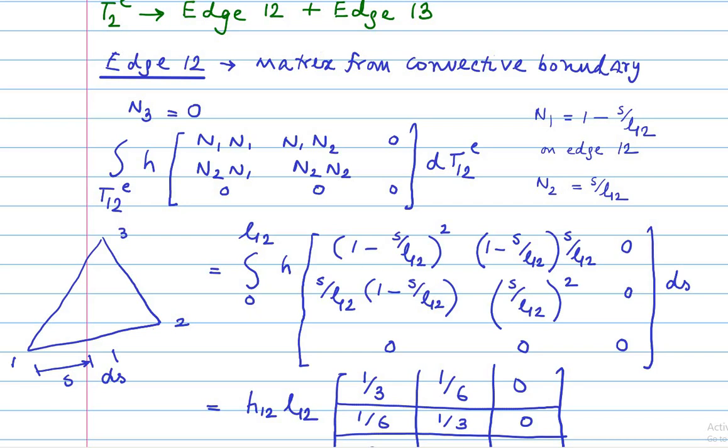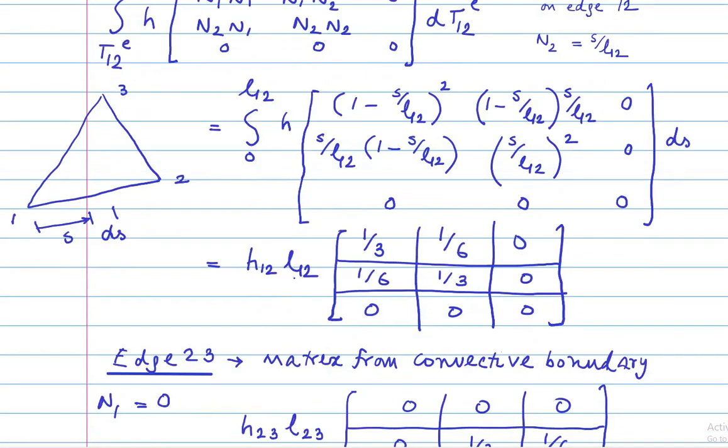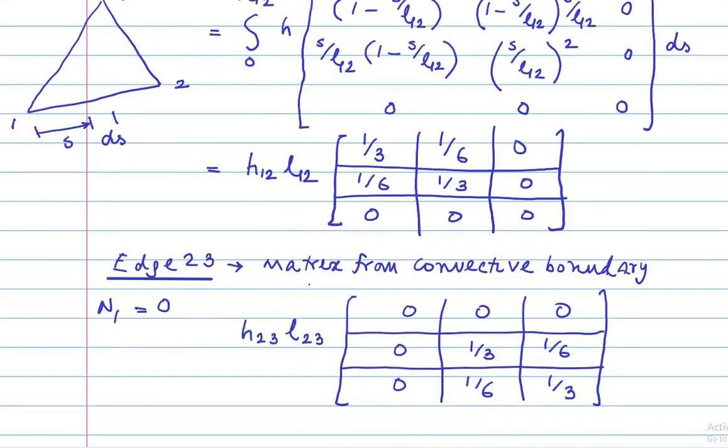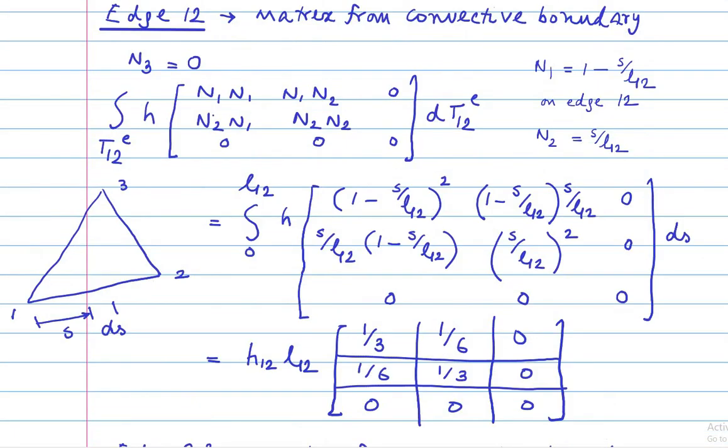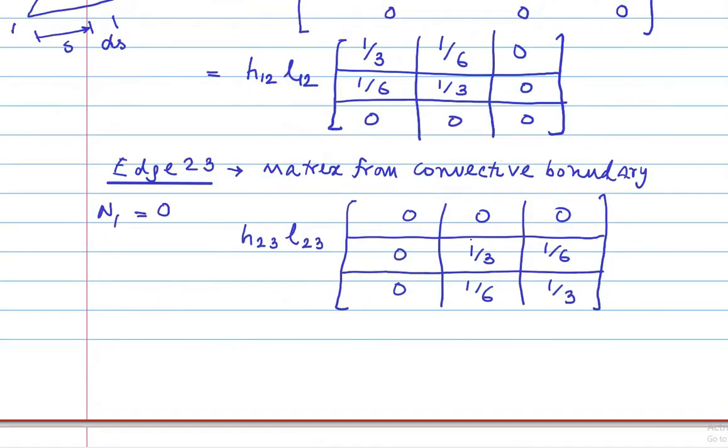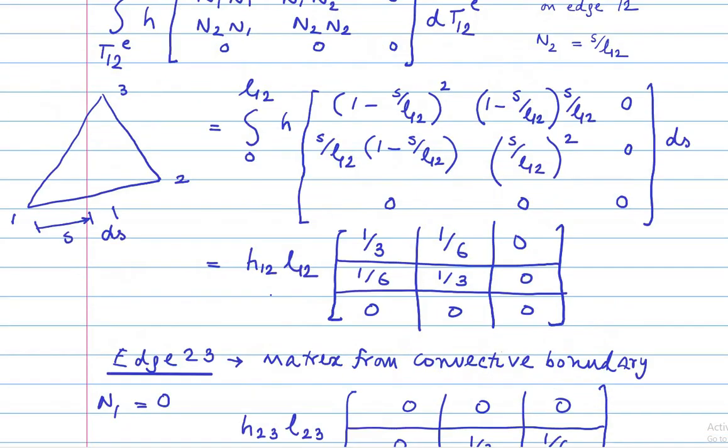So n1 squared is this, n1 n2 is this, n2 n1, n2 n2. Now if you integrate, you get this value. Now you put the values of h12 and L12 and you get this matrix. Similarly for h23, L23, n1 is 0, so these terms are 0 and these 4 terms will remain. Again you have to put the values of h23, because h23 is different from h12. So these two are matrices.